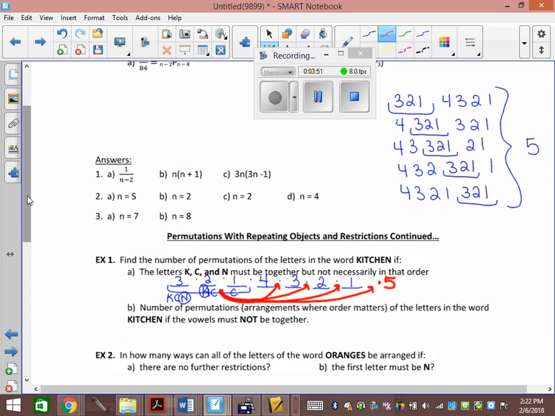Make sense? So this is the same as saying 3 factorial, because 3, 2, 1, times 5, 4, 3, 2, 1, which is 5 factorial. What's 3 factorial times 5 factorial? 720?